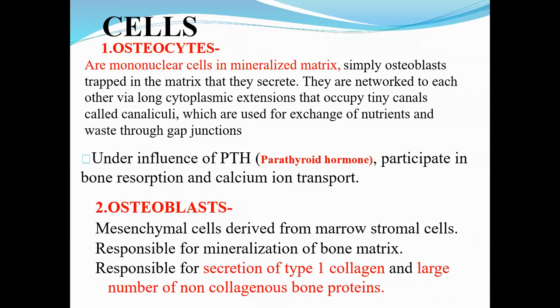So the osteocytes form a network with each other via long cytoplasmic extensions that occupy tiny canals, the smaller canals known as canaliculi, which are used for the exchange of nutrients as well as waste through the junctions, under the influence of parathyroid hormone. They participate in bone resorption and calcium ion transport, meaning the reabsorption and transport of calcium is carried out under parathyroid hormone.